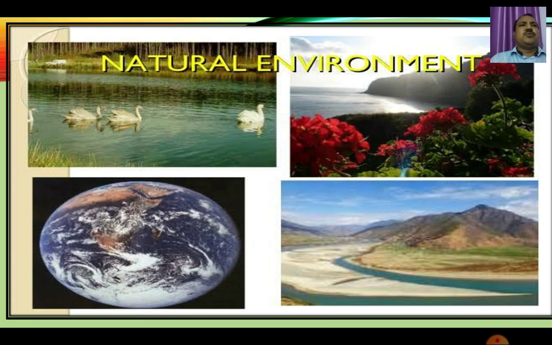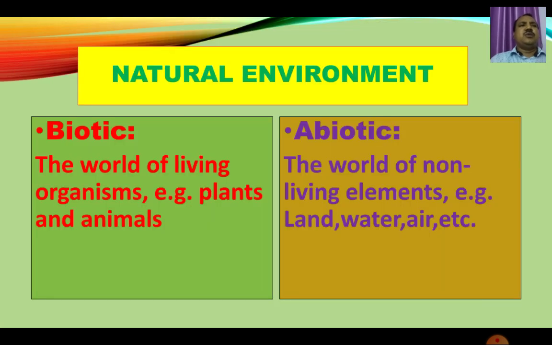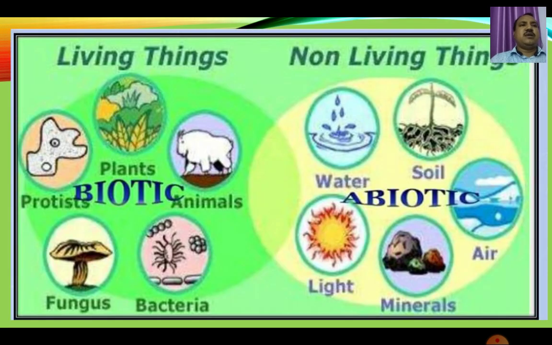Okay, next we are going to see the next slide. These are the different parts of the natural environment. The natural environment generally comprises two parts, that is the abiotic part and the biotic part. What is biotic? The world of living organisms, that is plants and animals. The abiotic part includes the non-living elements such as land, water, air, etc. With the help of this image, you can know the difference between living and non-living things.